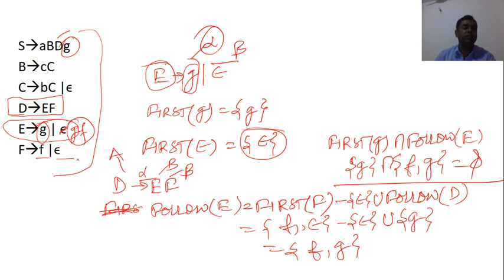Just check by applying these rules whether the grammar is LL1 or not. First check whether left recursion is present. If left recursion is present, just say that this grammar is not LL1. If left factoring is present, then say that this grammar is not LL1. But if the question is to check whether this grammar is LL1 or not, then you have to apply these rules to check it.